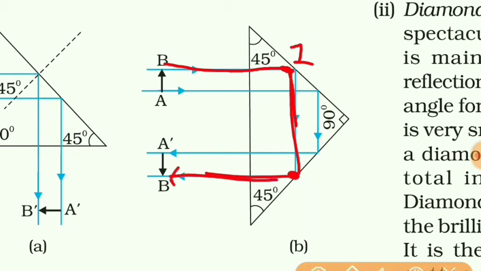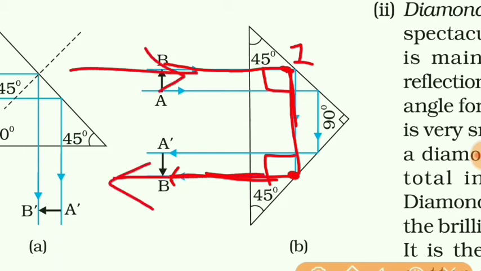And so overall, 90 plus 90, we can say the angle made by the incident ray and the emergent ray, this is the incident ray and this is the emergent ray, is 180 degrees. So 180 degree deviation took place.